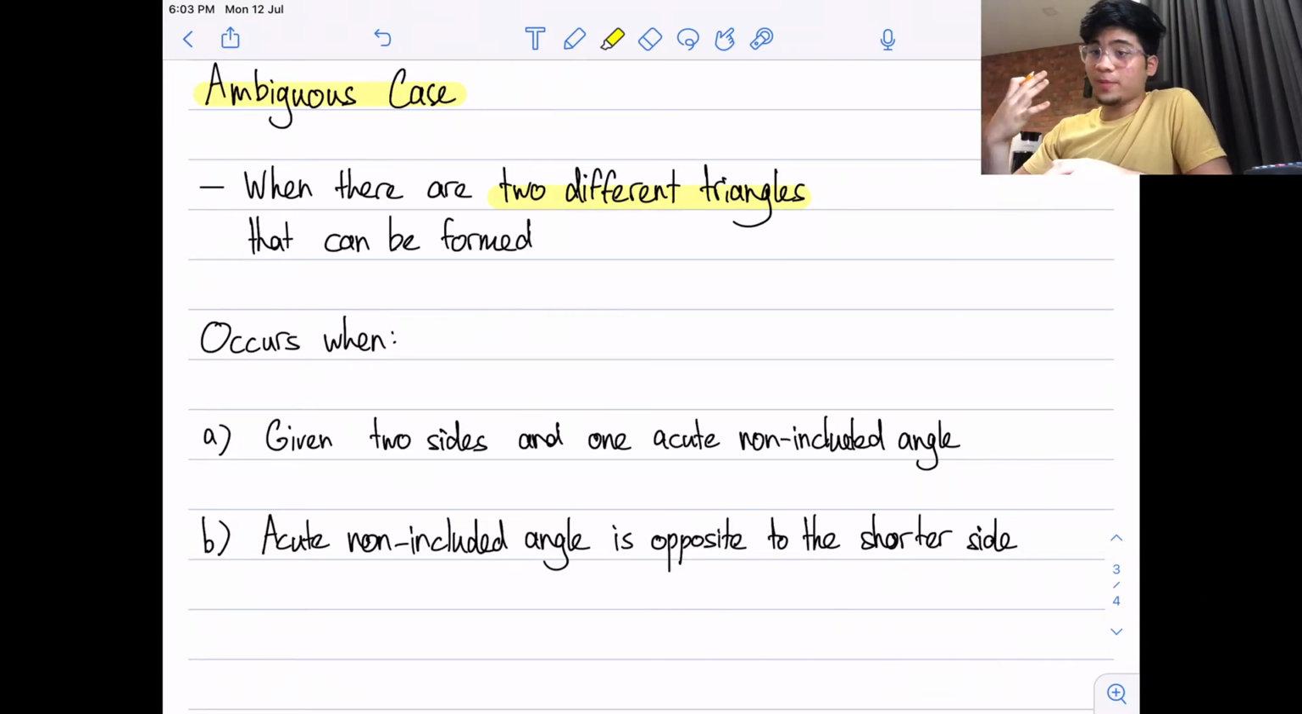So this is basically what I found, because usually most questions are usually the same. They will usually just give you two sides.